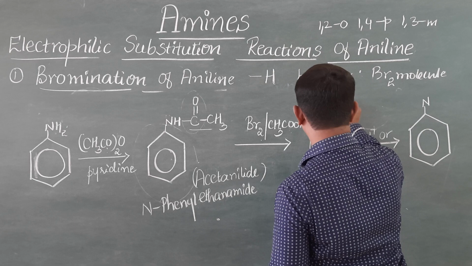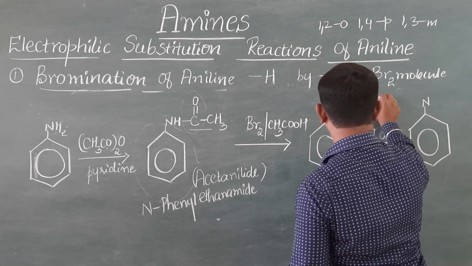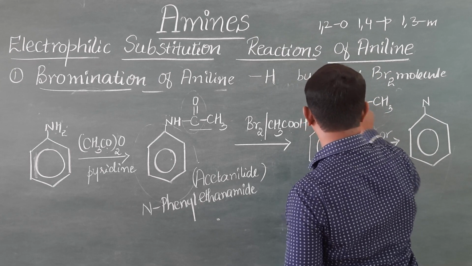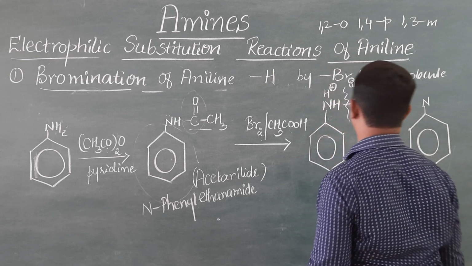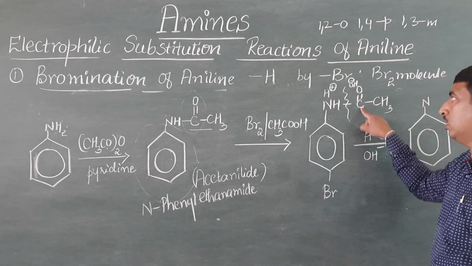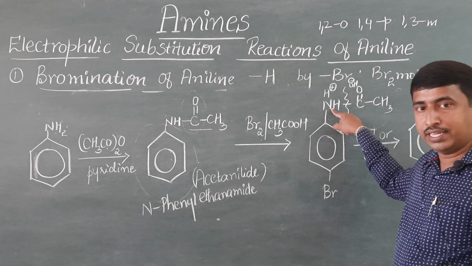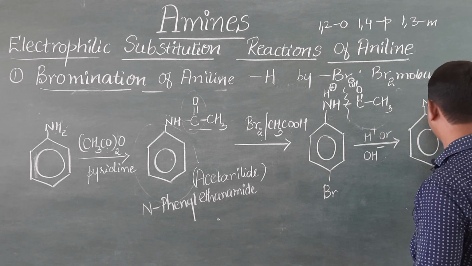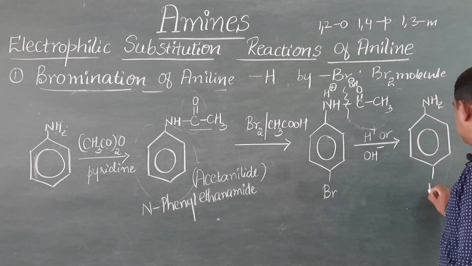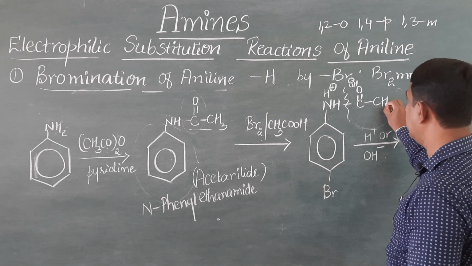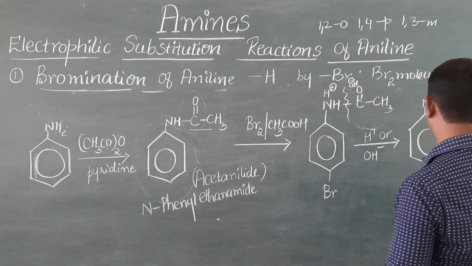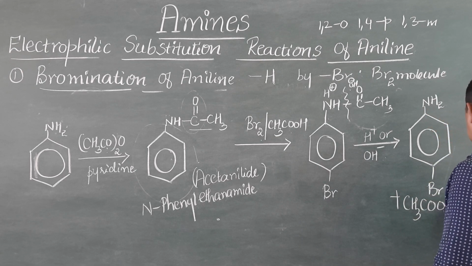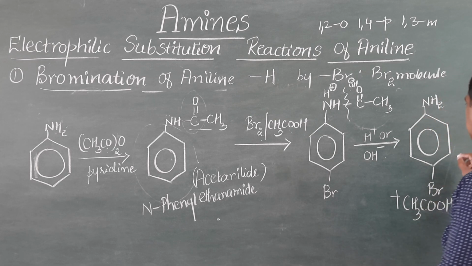I will write it neatly. See, this is NH C double bond O CH3. This bond will break. H plus is added here, and OH minus is added to carbon, because carbon carries a positive charge, so a negative ion is added. Nitrogen carries a negative charge, so a positive ion is added to nitrogen. Thereby it is converted to NH2. This is Br. The byproduct is CH3 C double bond O OH, or CH3COOH, acetic acid.